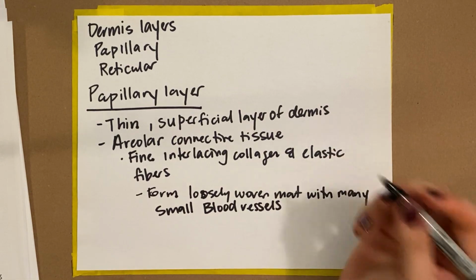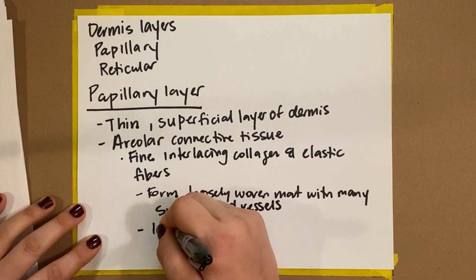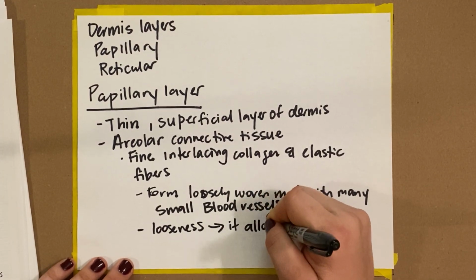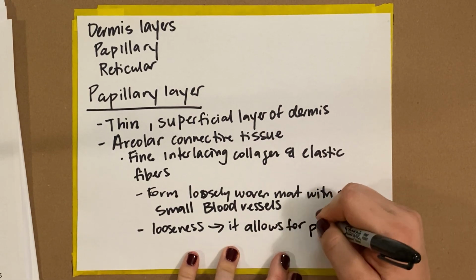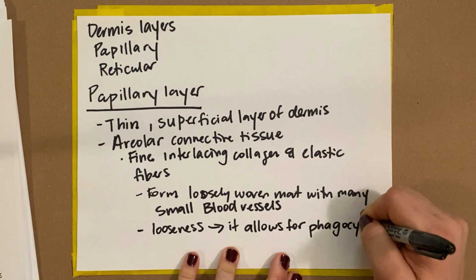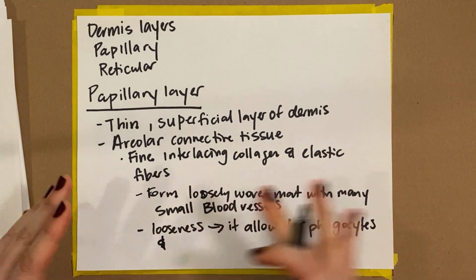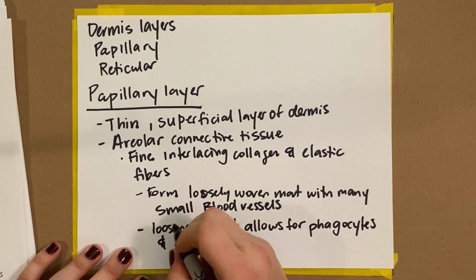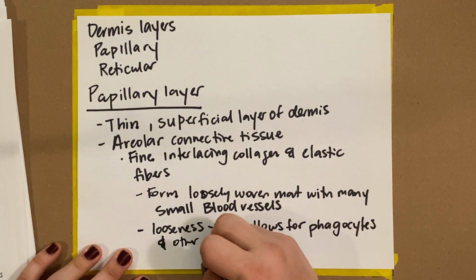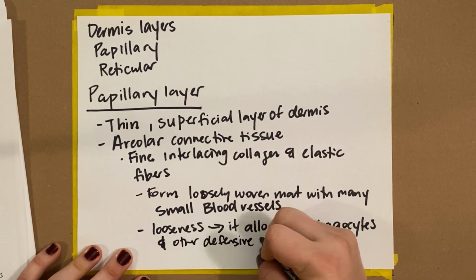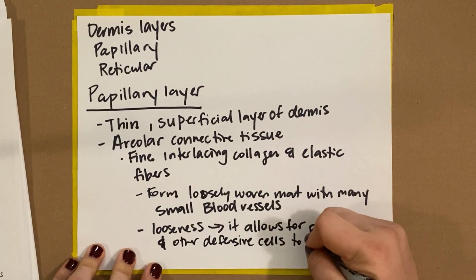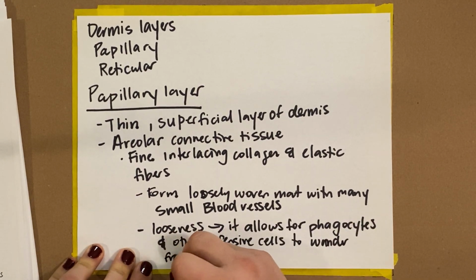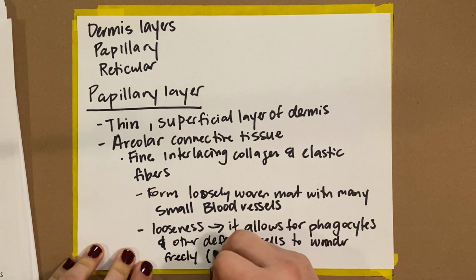Okay, and the looseness is important because it allows for phagocytes and other defensive cells, like white blood cells, to wander freely, sneak in, and look for bacteria to help protect against it.